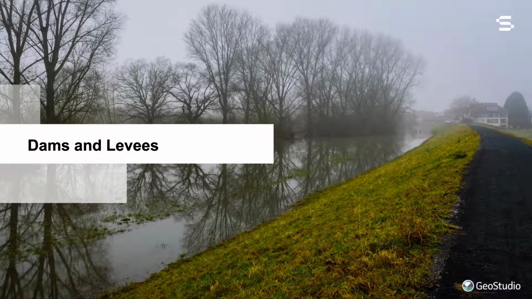The seepage, settlement, filling and draining, and stability performance of the structure can be simulated during the entire construction sequence. The response of the structure to earthquake loading, ground freezing and thawing, or other land-climate interactions can also be investigated. Let's explore a couple of examples from our website that illustrate how you can use GeoStudio to effectively analyze dams and levees.